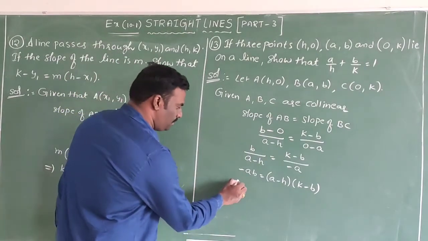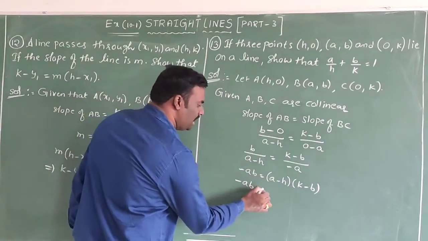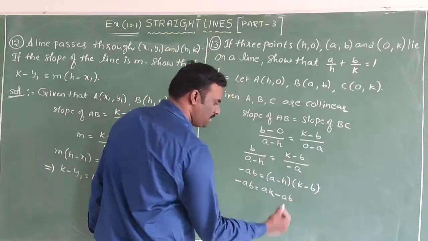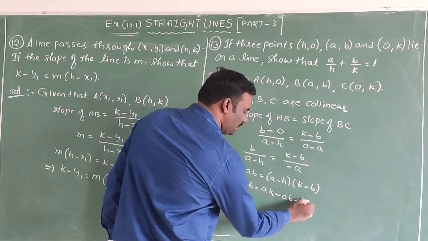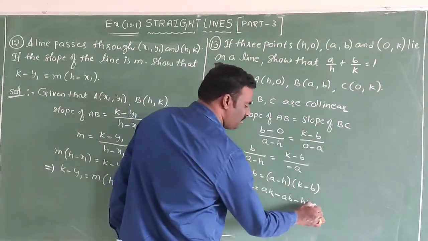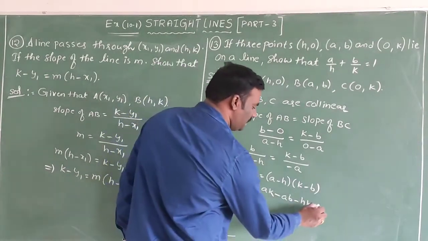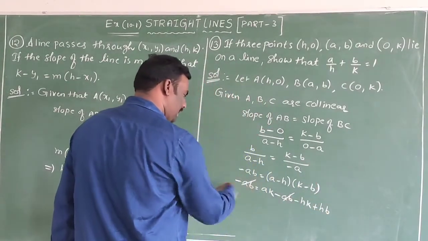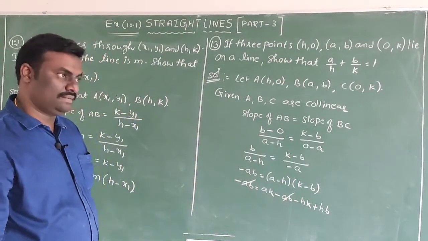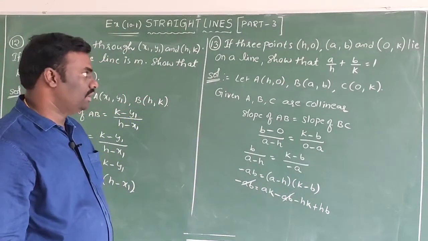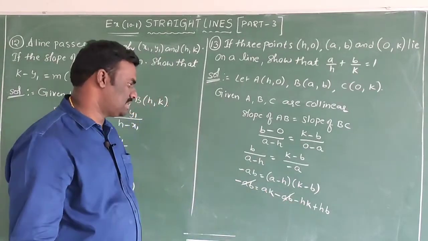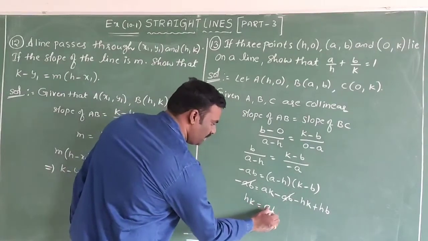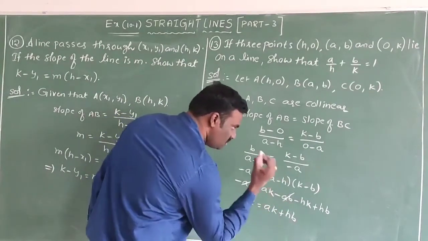Okay. Now minus ab is equal to a into k, ak, a into minus b, minus ab, minus h into k, minus hk, minus of minus plus h into b, hb. Now minus ab gets cancelled. Now if you send this minus hk this side, now what you will get? Plus hk. Hk is equal to ak plus hb.